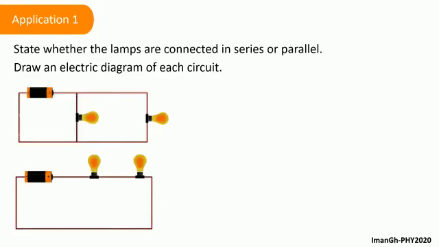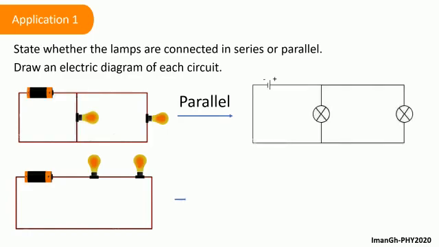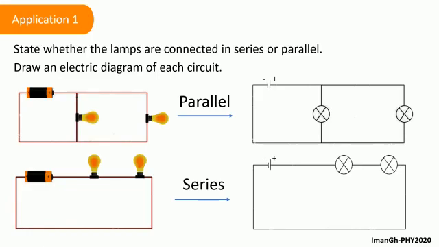In application 1, observe the circuits well and state whether the lamps are grouped in series or parallel. Then construct an electric diagram of each. Revise Chapter 10 to remember the symbols of a dry cell and a lamp. Don't forget to pause the video, then check your answers. So in Circuit 1, the lamps are connected in parallel, while in Circuit 2, they are in series because they are next to each other.